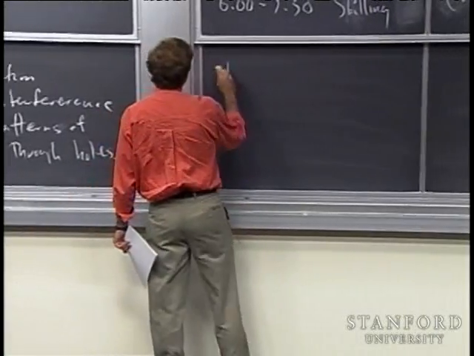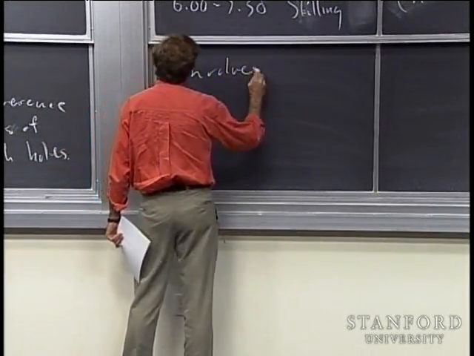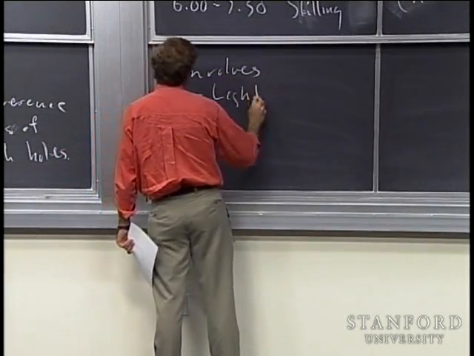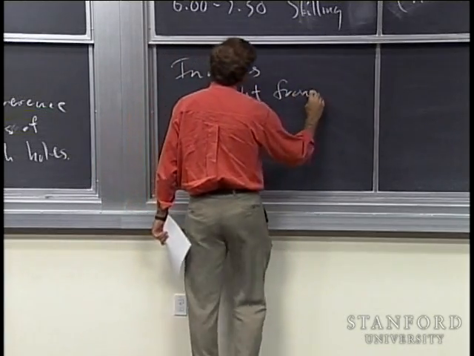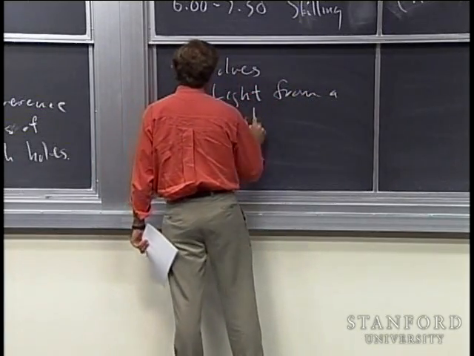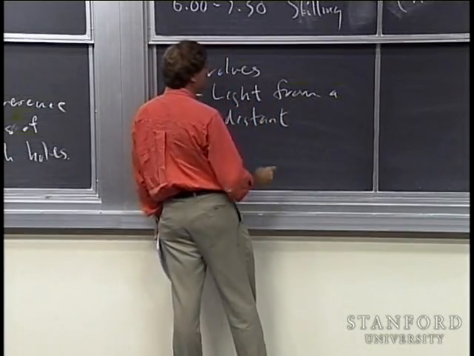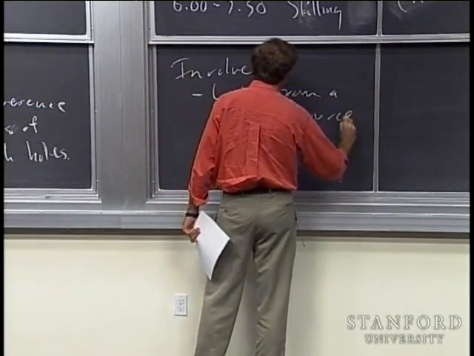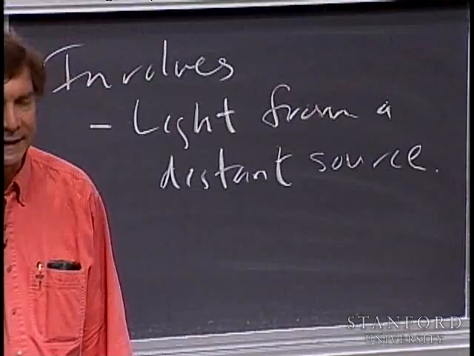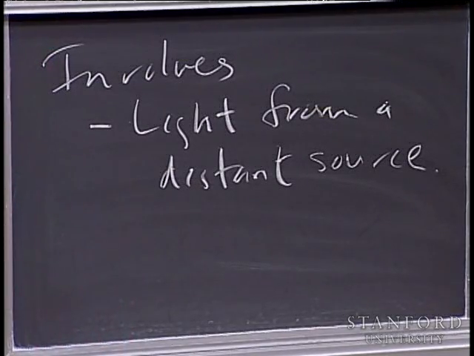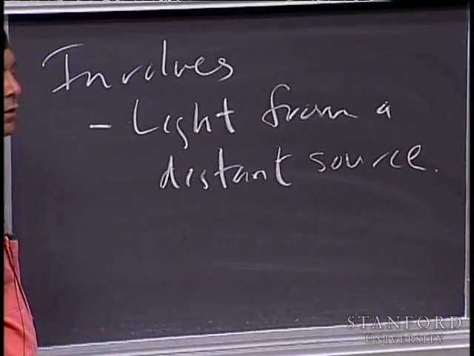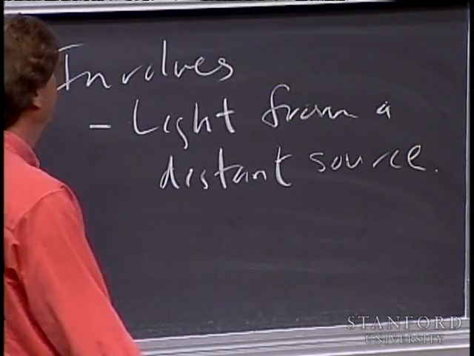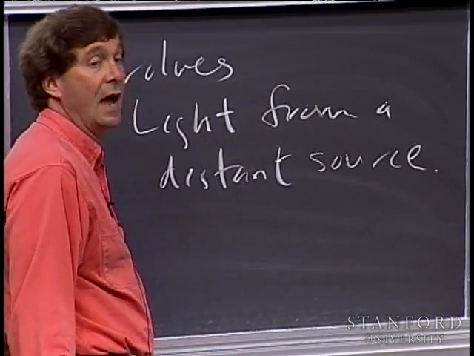So it involves light from a distant source, typically from a distant source. And we'll see how that enters into it. The fact that it's distant enters into it. It impinges on a plane, which is usually called the source plane, on which a number of holes are cut. And instead of calling them holes, it sounds more scientific, you call them apertures.